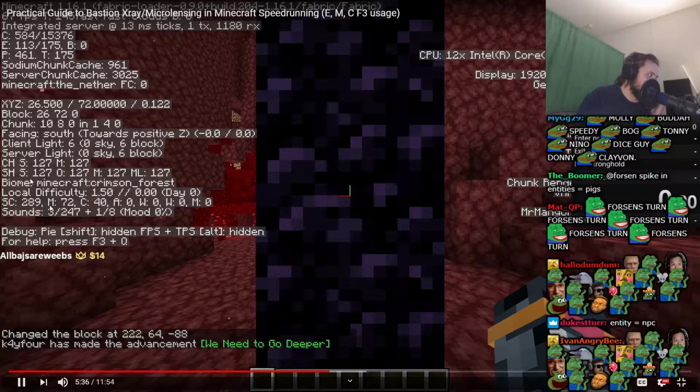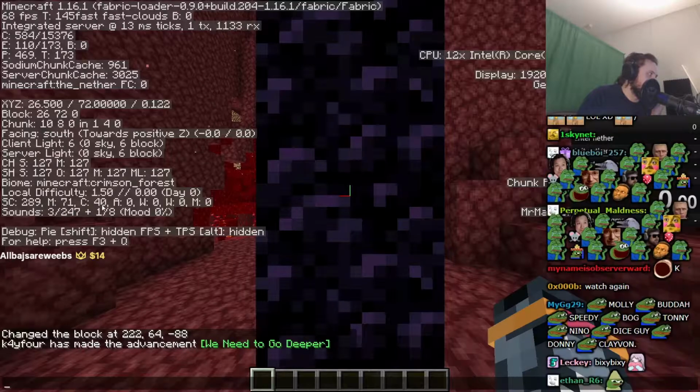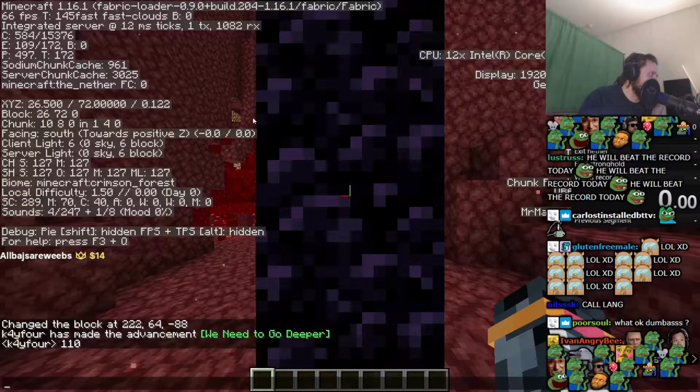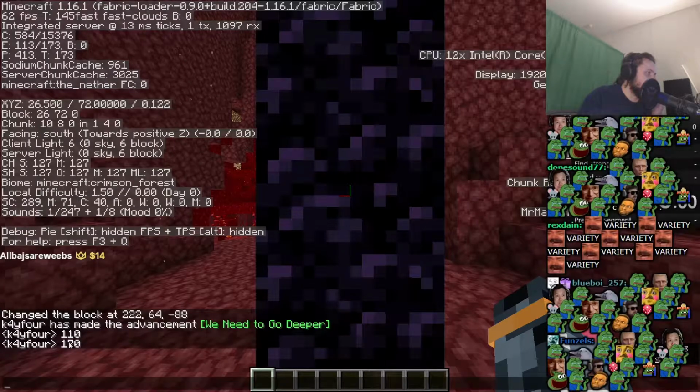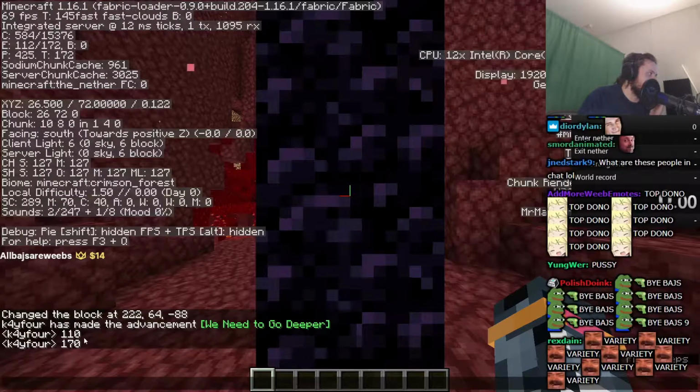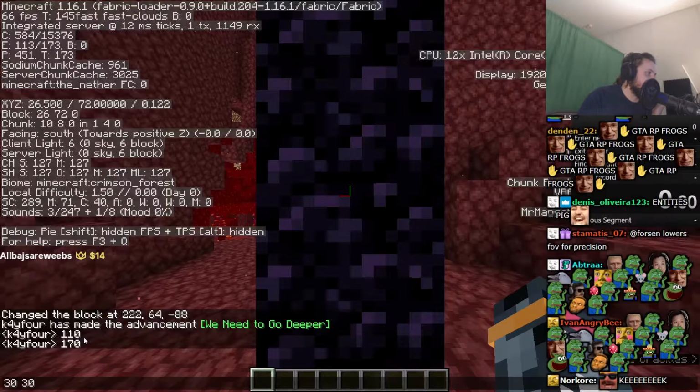Okay. If we add up our M and add up our C, we get 110. And if we look at our total number of entities, we've got 170. So that's a difference of 60. 60 divided by 2 is 2 sets of 30, obviously. So there's 2 bastions.